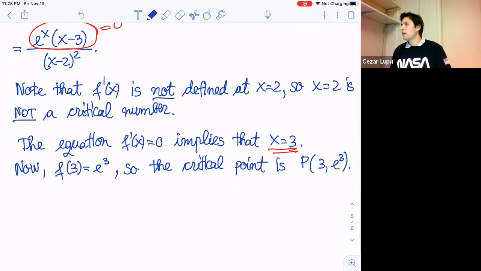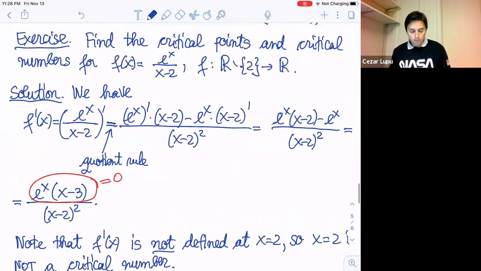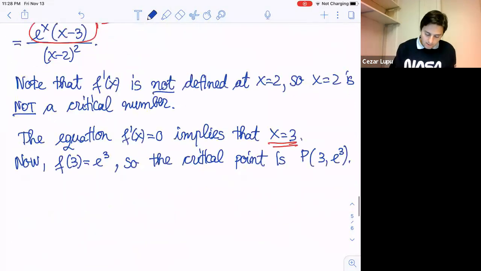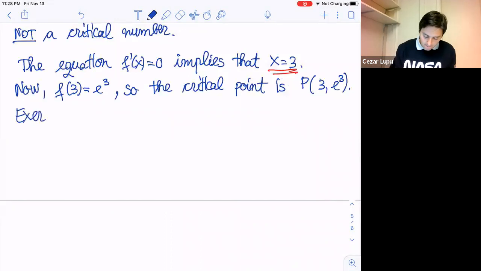Well, in my notes, if I look in my notes here, there is another example. Well, in fact, there are two other examples. In fact, let me do one of them. Let me do one more exercise. Let me do one more example.